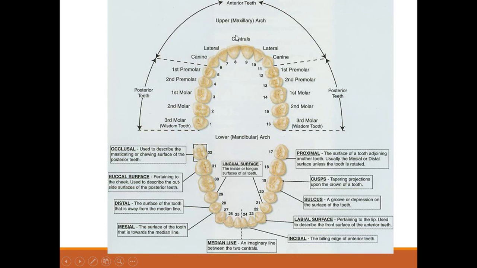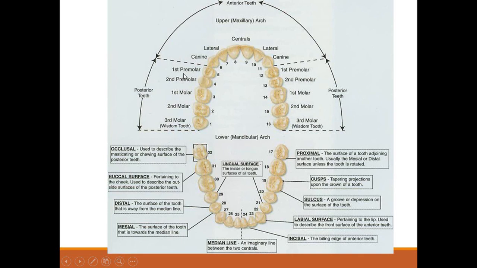So this maxillary arch here is going to start with the third molar, which is also known as the wisdom tooth, with tooth number 1. Even if this tooth is not in the mouth, it is still number 1. The second molar is 2. First molar is 3, 4, 5.